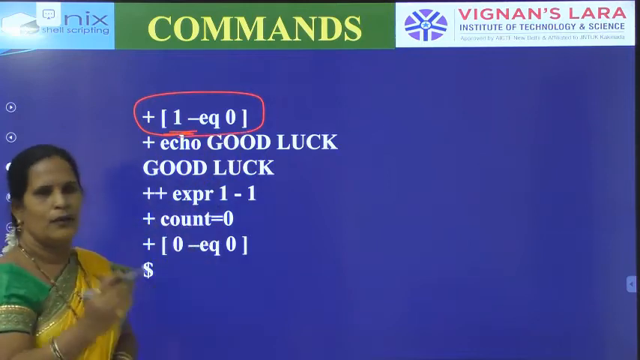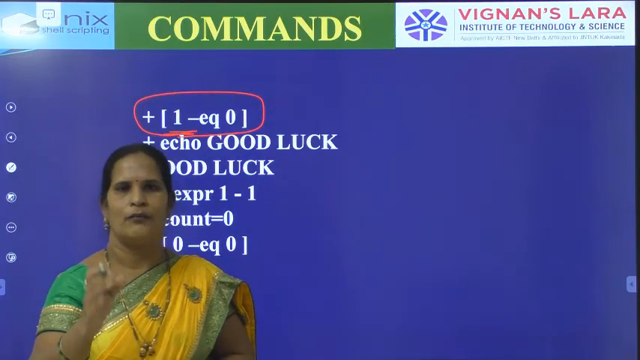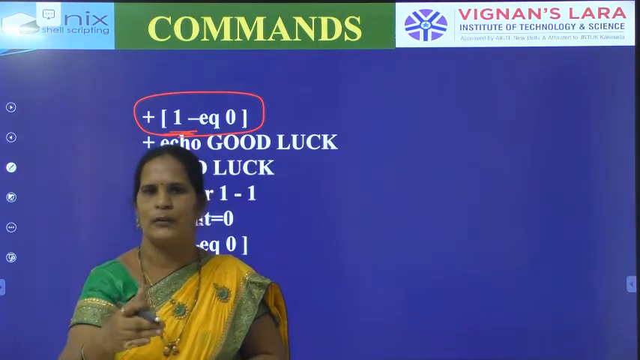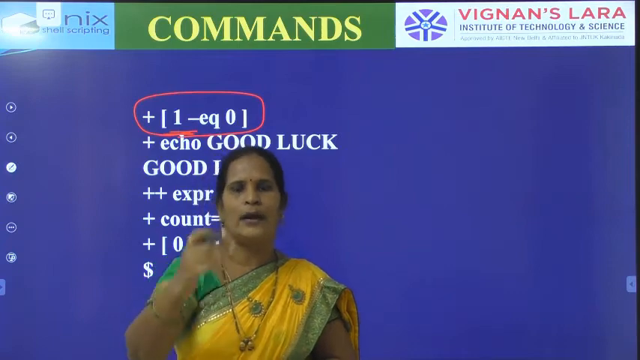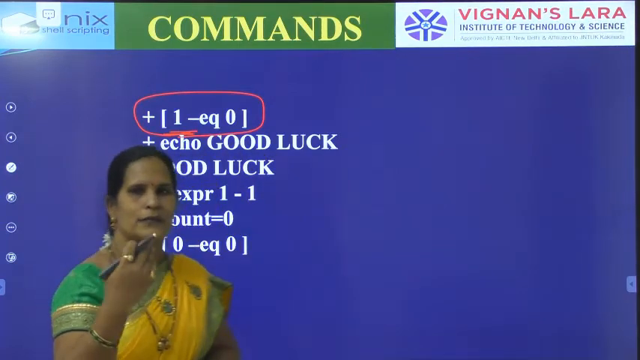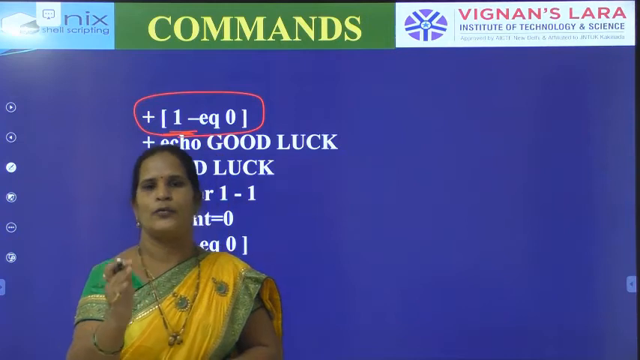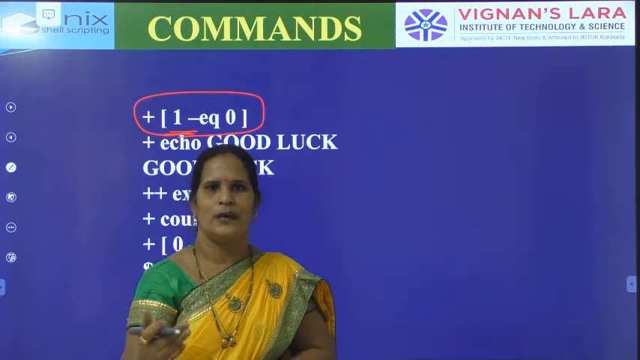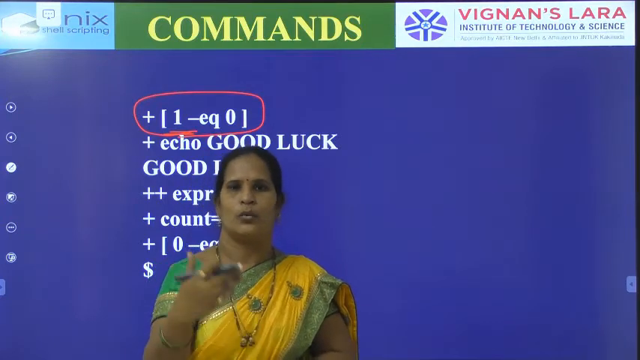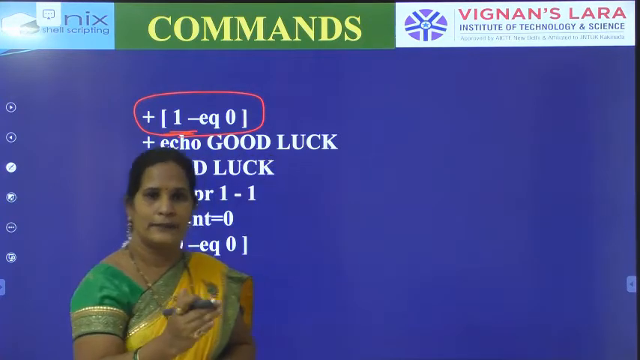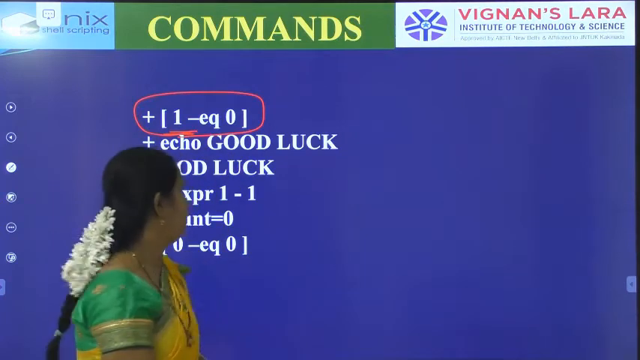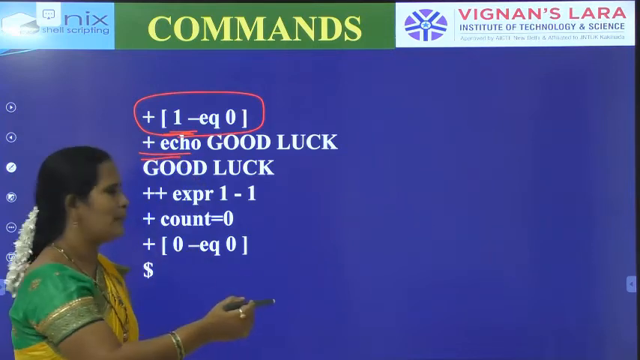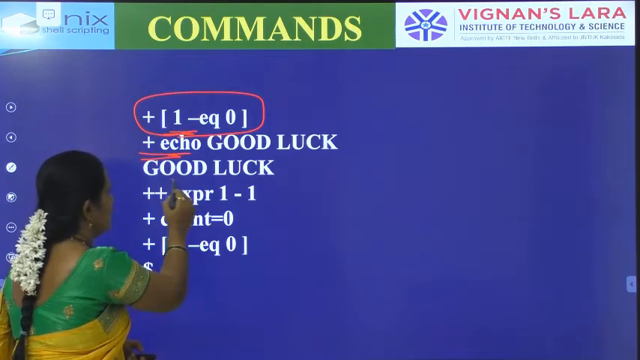So 1 equal to 0 returns a false value. Whenever the until condition expression returns a false value, the statements specified between do and done are executed. What is the first statement I specified within the loop? echo $*. $* means it is going to take the message that we sent. Here I sent the good luck message. So it is going to execute echo good luck. So the output of this statement is good luck.